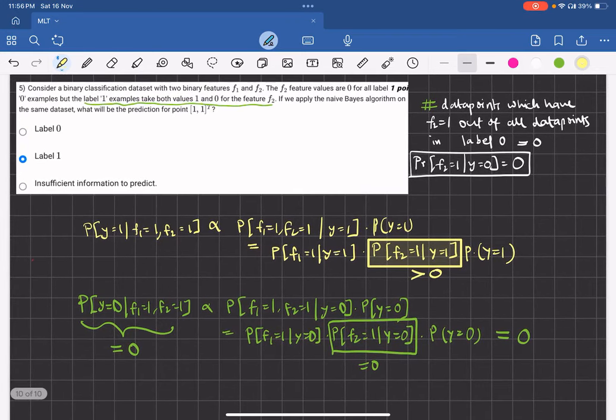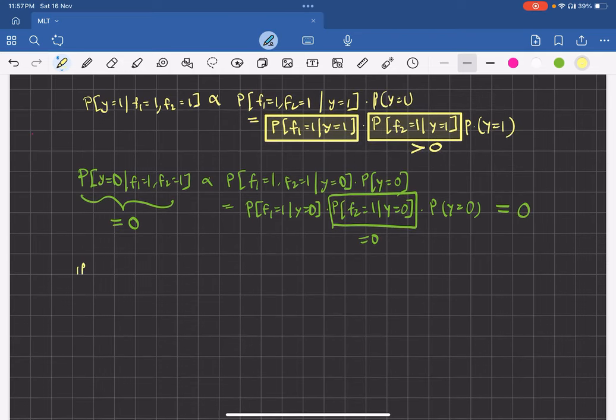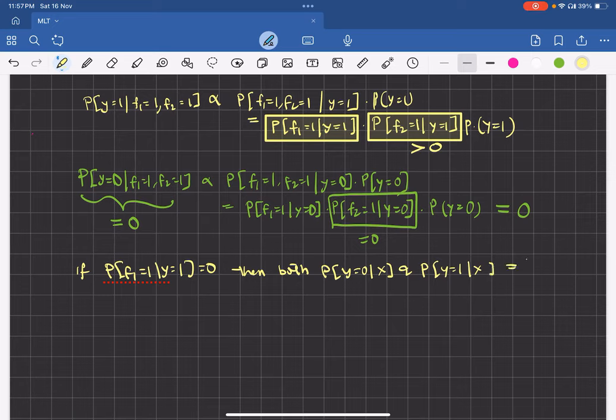But we do not know if this particular value, the first one, which is probability f1 equal to 1 given y equal to 1, is 0 or not. Because if this is 0, then both will be 0, right? So let me write that down. If probability f1 equal to 1 given y equal to 1 is equal to 0, then both probability y equal to 0 given x and probability y equal to 1 given x will be equal to 0. So hence we have a tie.